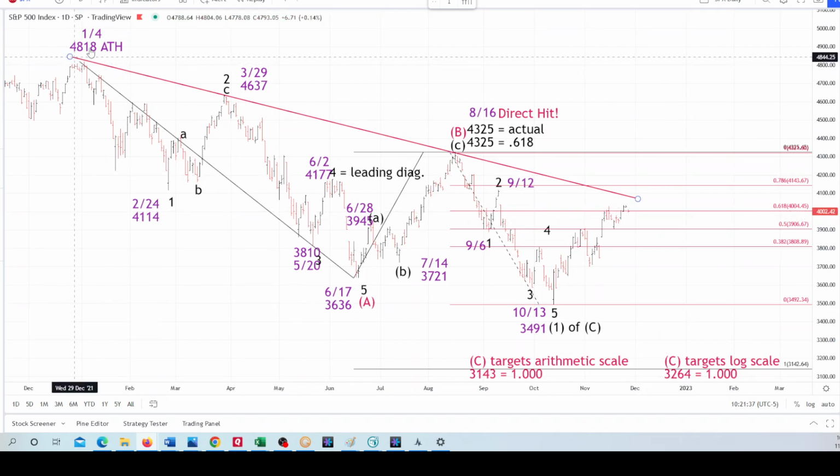You can see the trend line drawn there from the all-time high to the wave B high. We're approaching that trend line. We'll see where this goes. We don't think C is over because C should at least gain equality with wave A. And in the arithmetic scale, that target is 3143. In log scale, it is 3264.